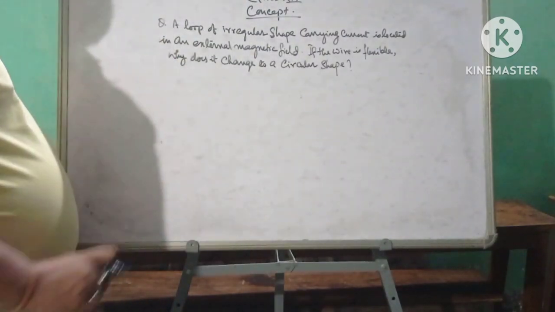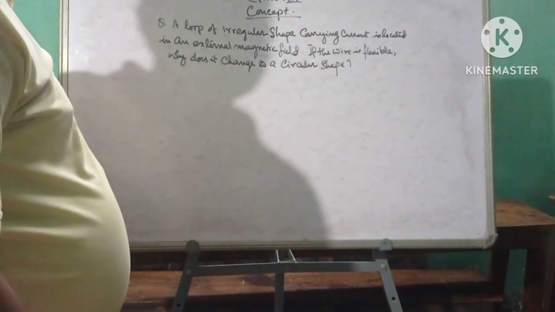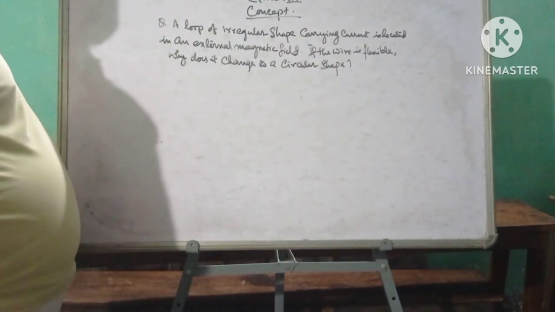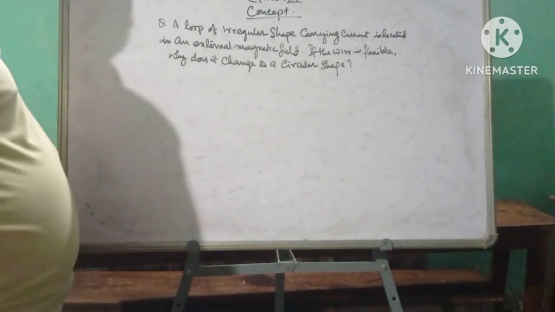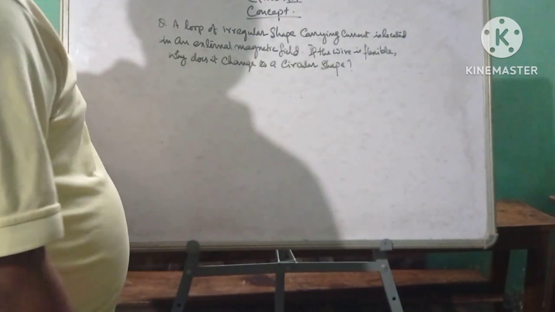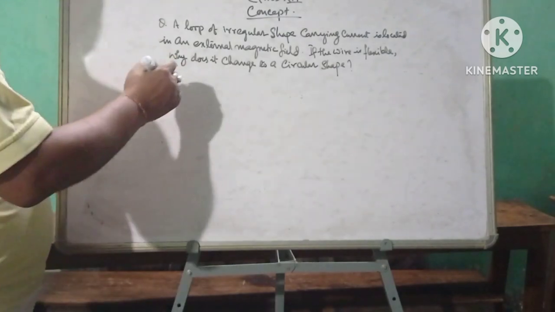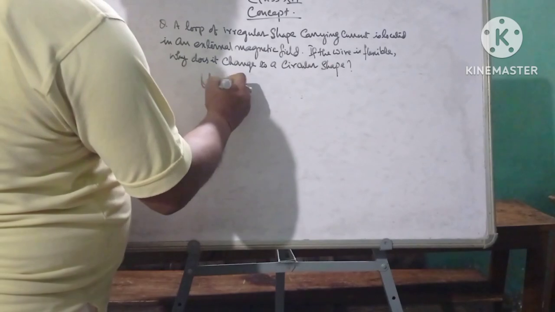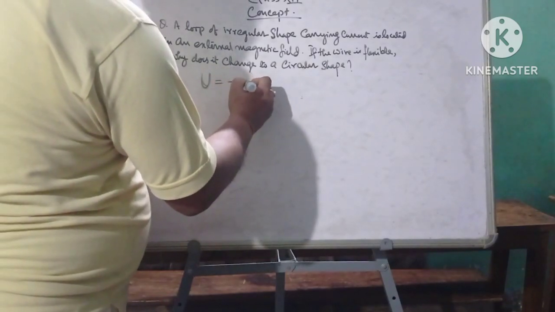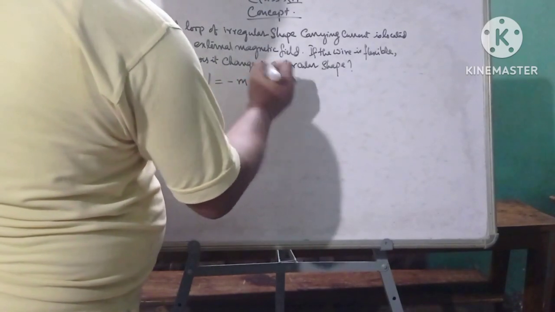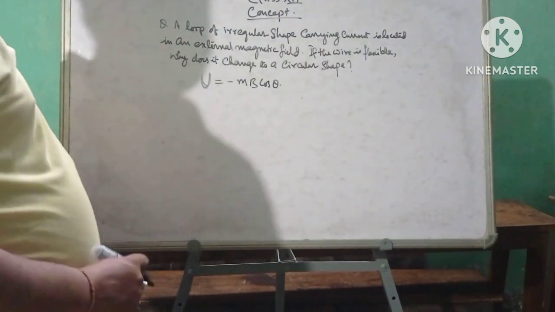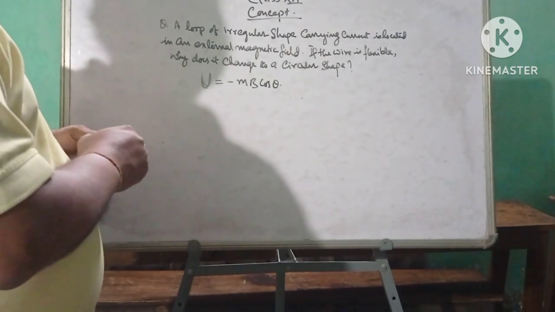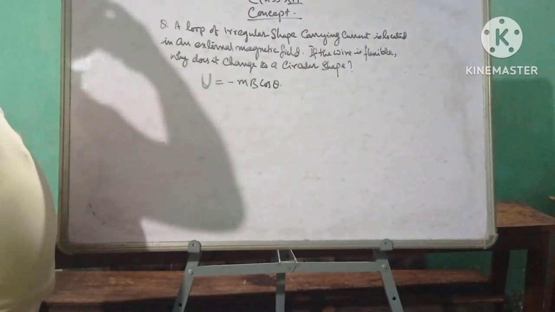You must remember that to become stable, a system always tries to attain minimum potential energy. So in this case, a current carrying loop will try to attain its minimum potential energy. Potential energy U will be equal to minus MB cos theta. The loop will try to attain this minimum potential energy.